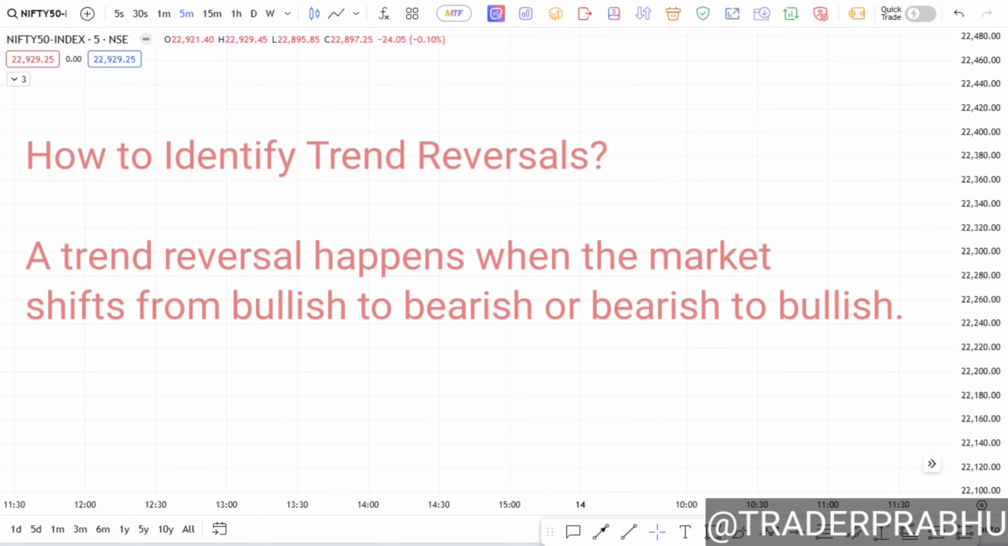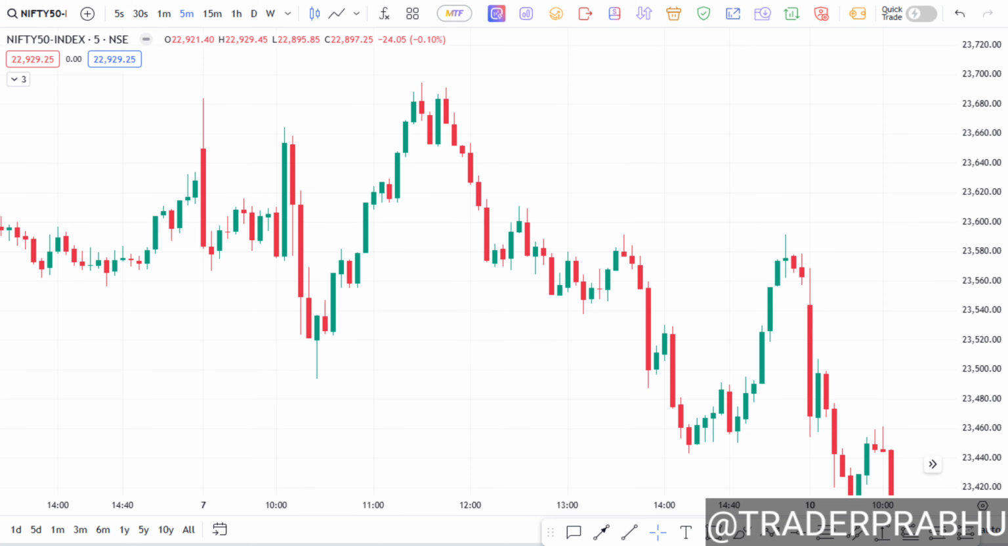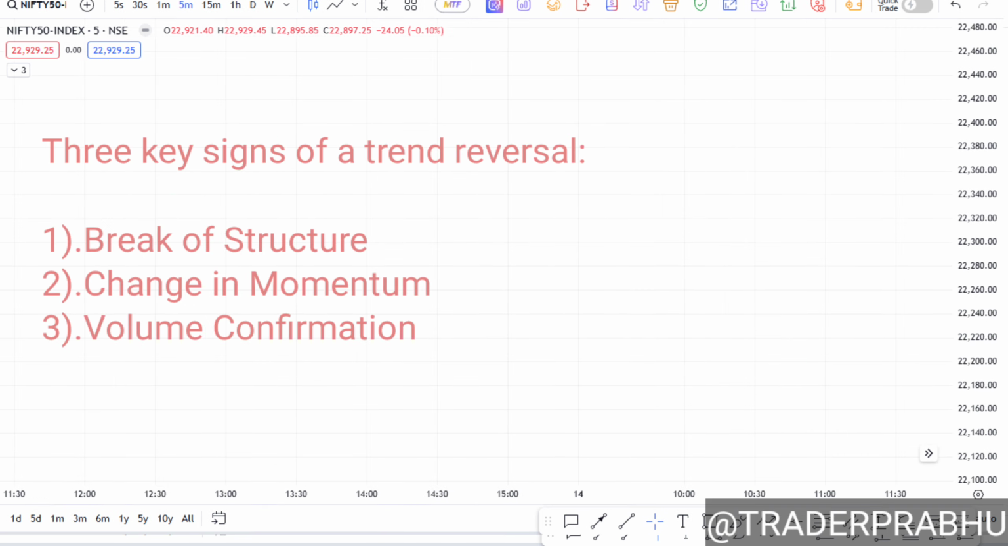A trend reversal happens when the market shifts from bullish to bearish or bearish to bullish. But how do we know if a trend is truly reversing? So here are three key signs of trend reversal: first, break of structure, second, change in momentum, and third, volume confirmation.